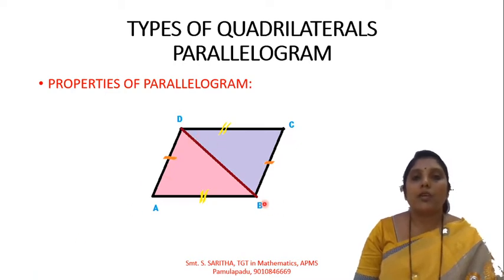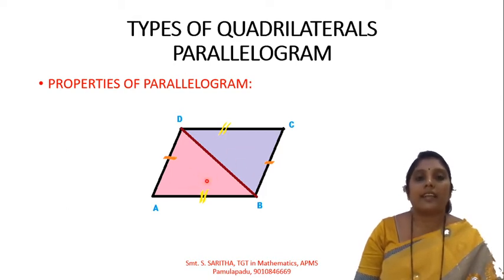Next, when you draw a diagonal in a parallelogram, it divides the parallelogram into two congruent triangles. Why? Because here AD in this triangle is equal to BC and CD in this triangle is equal to AB. And BD is common for both the triangles. So, you can say that the diagonal divides the parallelogram into two congruent triangles. That is, triangle ABD is congruent to triangle BCD.